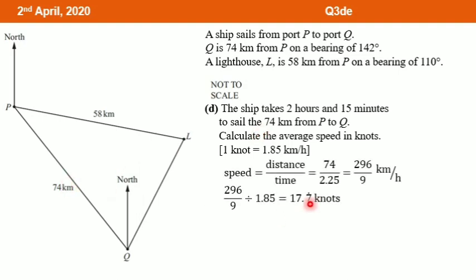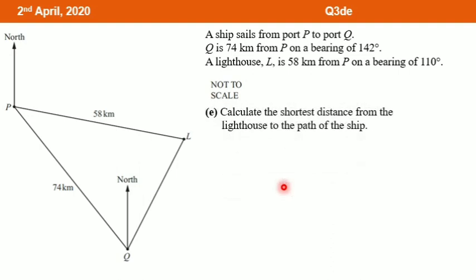Go to E now. Calculate the shortest distance from the lighthouse to the path of the ship. The ship sails from port P to port Q. So this is the path of the ship. We have to find the shortest distance from the lighthouse to this PQ, right? So we have to make the shortest distance in here. The shortest one has to be connected to make a 90 degree. So when you are going to find the shortest distance, you have to make a new straight line and connect it, make it 90 degree.